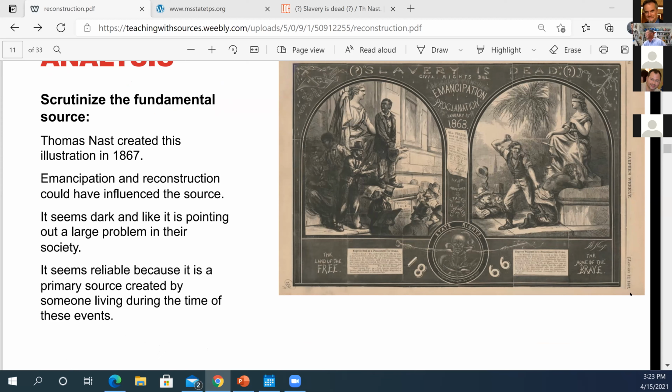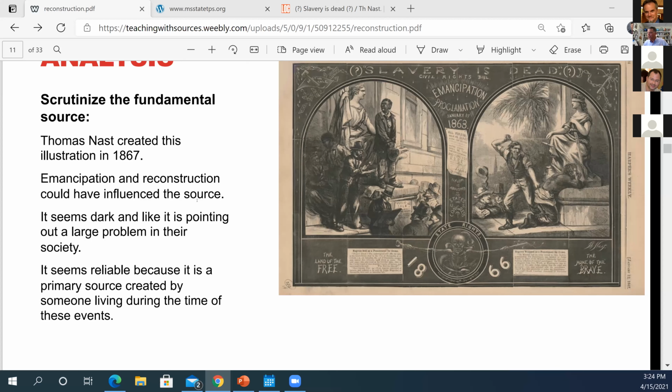And then, of course, in 1867, I believe specifically January 12th of 1867, Emancipation and Reconstruction could have influenced the source. So they're thinking about it. It most likely did. That's hence the questions. Slavery is dead because it's 1867, after slavery has been abolished by both constitutional amendment and also by the Civil War. It seems dark, but someone's already pointed that out, and that is pointing out a larger problem in their society. And it seems reliable because it's a primary source created by someone.